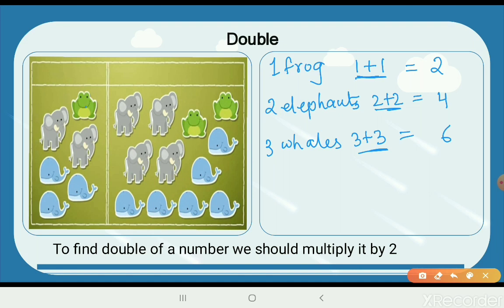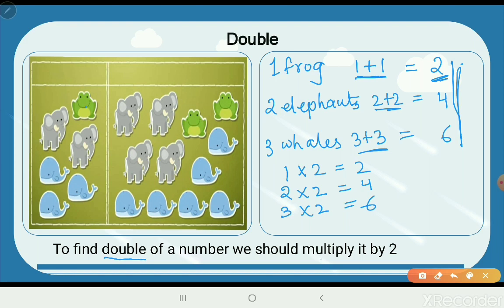So can I write it like this? If one frog, I am multiplying it by 2, what is my answer? It is equal to 2 frogs. If I am multiplying 2 elephants by 2, I am getting my answer as 4. If I am multiplying 3 by 2, I am getting my answer as 6. So it is similar to what answers I am getting here. From here we get the conclusion that if we have to find double of any number, we simply have to multiply it by 2 and get our answer.